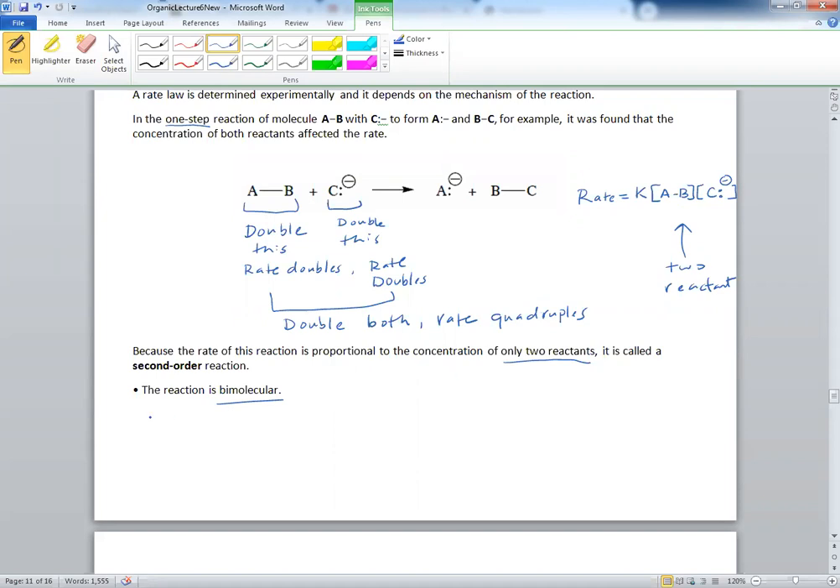And the one last thing I want to say before I move on to the next one is that large rate constants k indicate that you have fast reactions. And what do you think small rate constants mean? You have slow reactions.